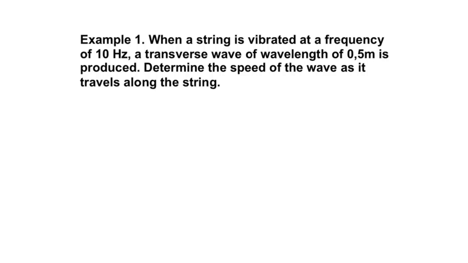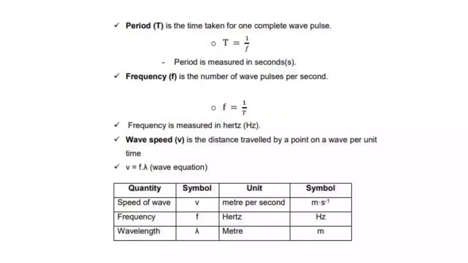Let's write down the information that is given. So we know that the frequency in our case is equal to 10 hertz. We are also given the wavelength. This is said to be equal to 0.5 meters. And the question is saying, let's determine the speed denoted by V. So take a look at these three variables we have. Which equation can we use to determine the speed of the wave?